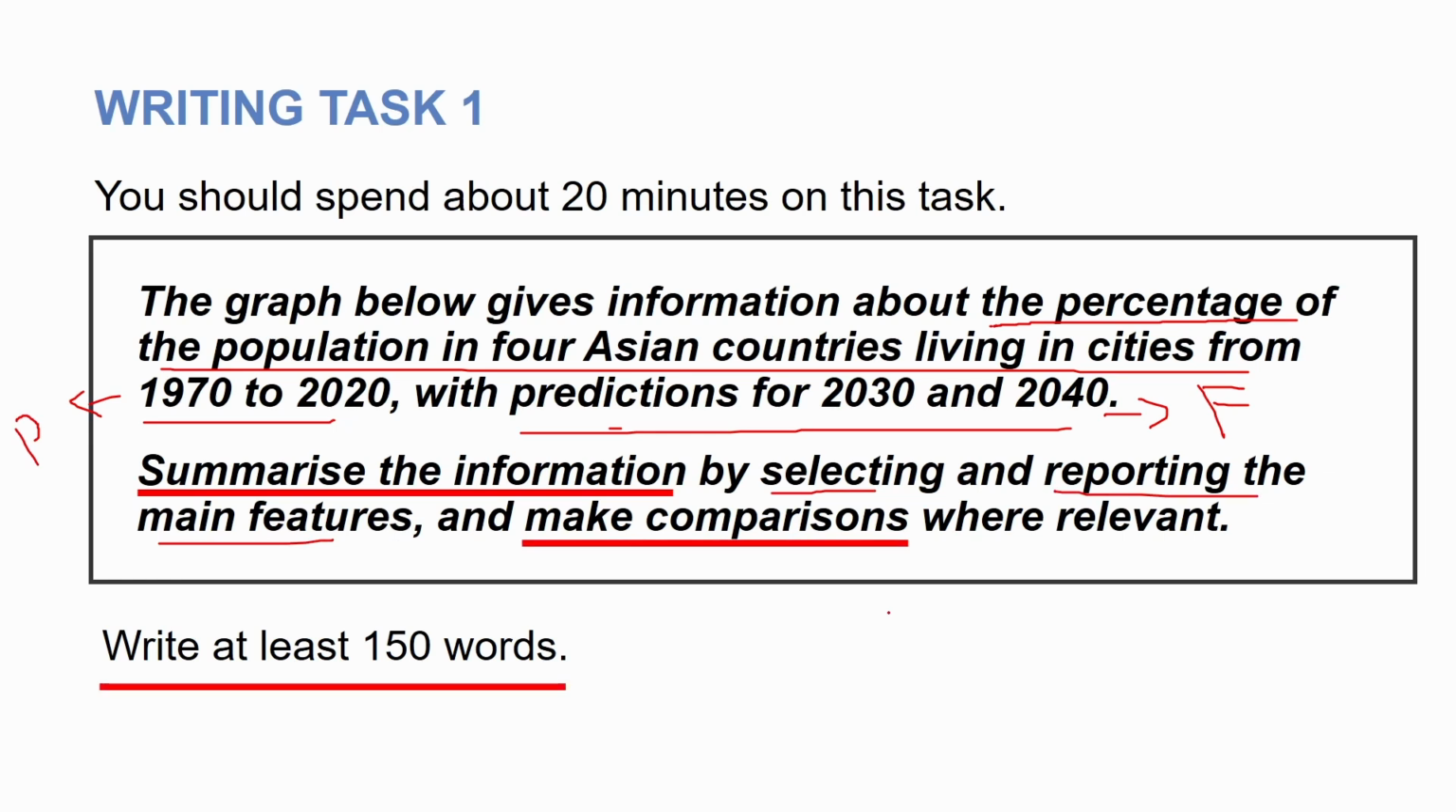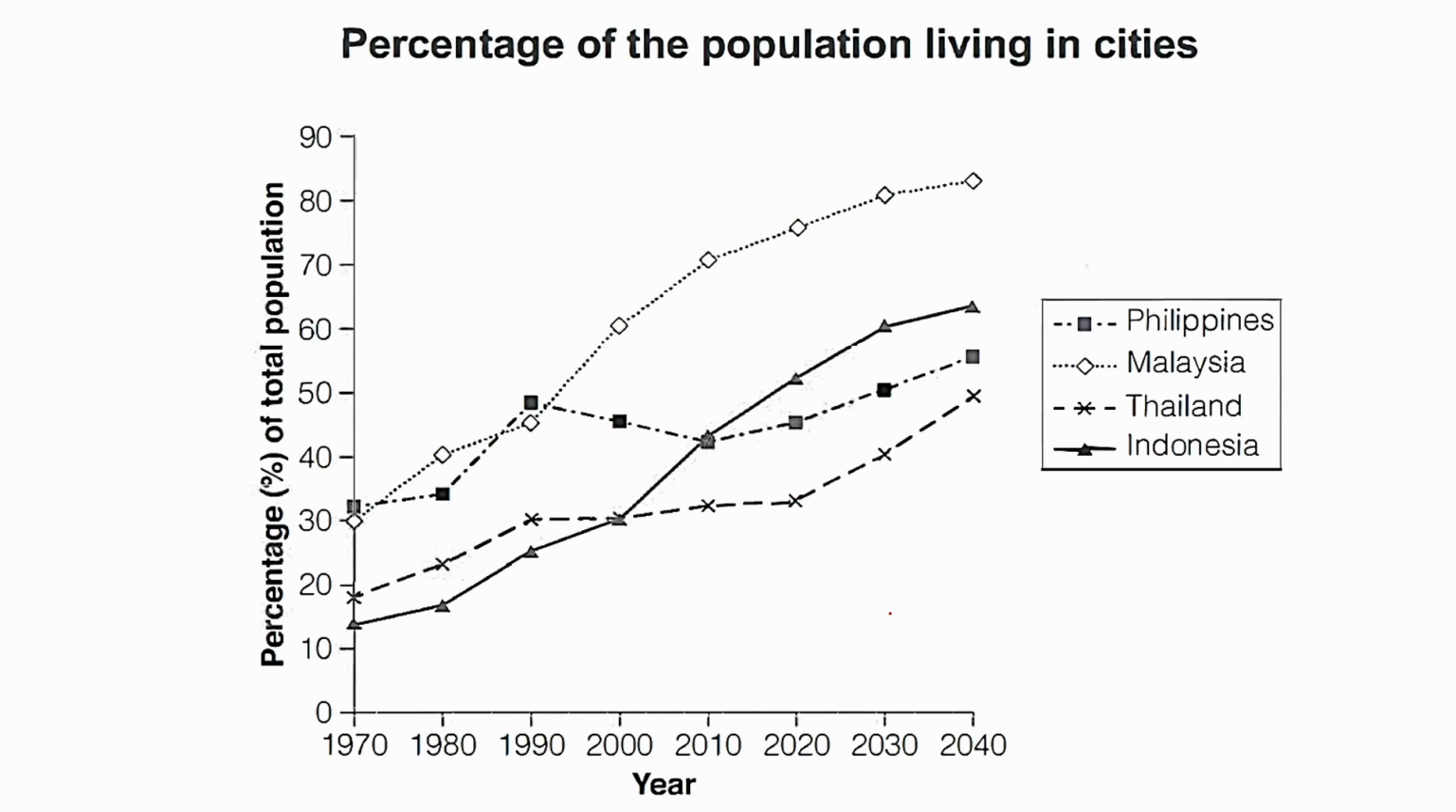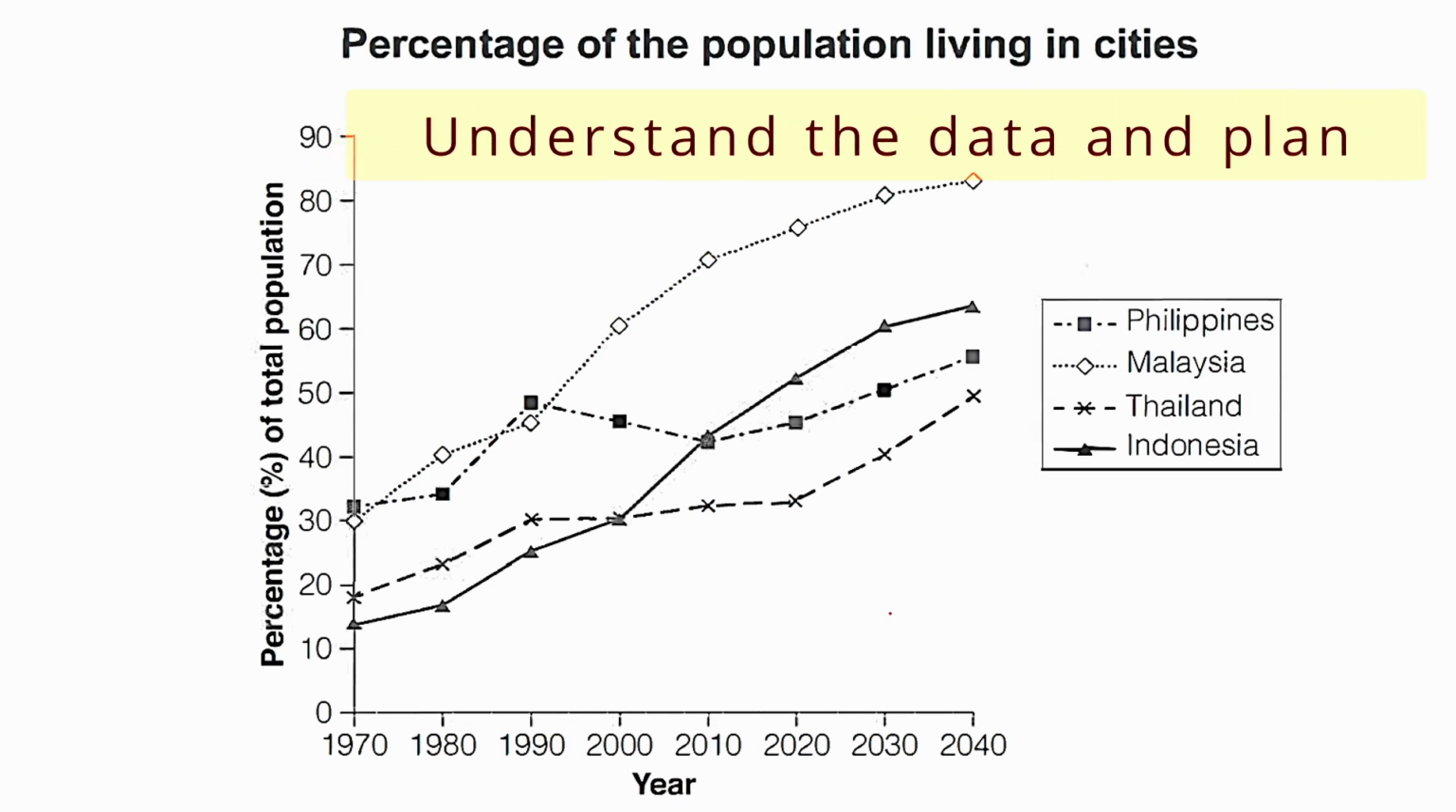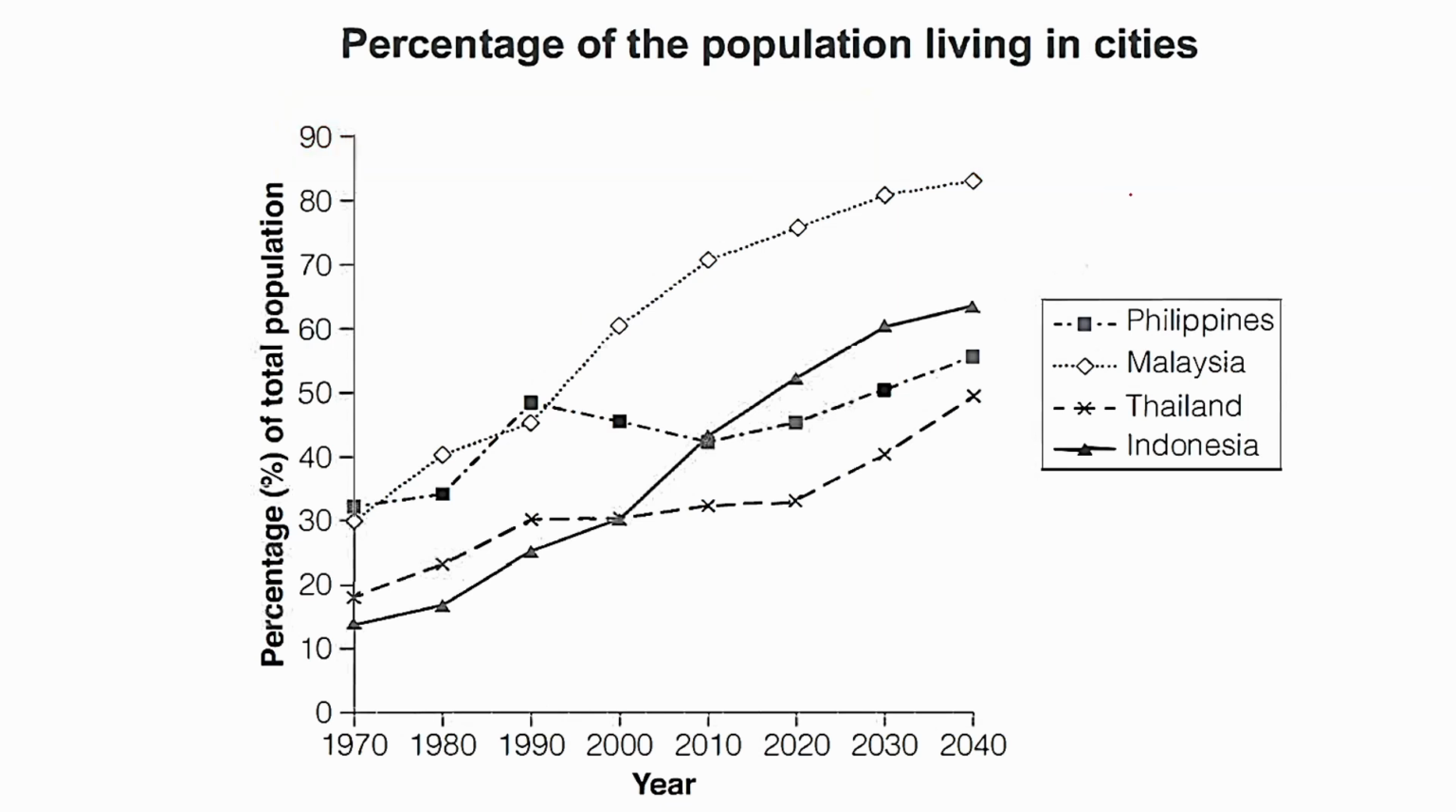Alright, that's step 1. Now, step 2, we should also spend some time on the data, on the graph, to understand it and plan. By planning, I mean we need to choose what points we're going to write in our overview and 1 point in paragraph 1 and in paragraph 2. So we can pause the video if you like to spend some time on it to understand it.